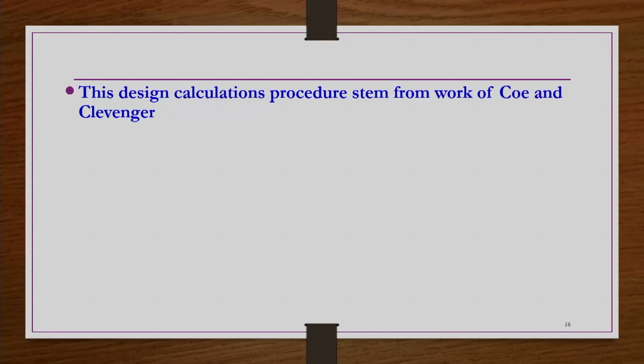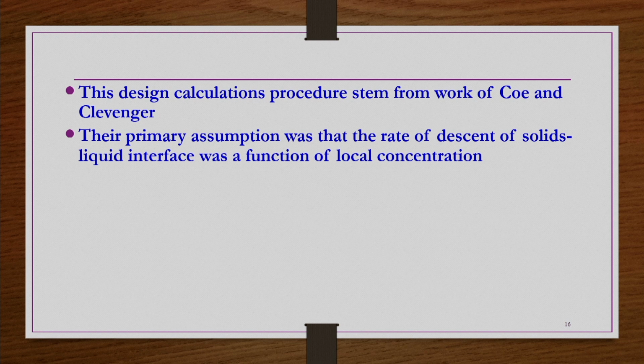This design calculation whatever we are going to discuss is from the work of Coe and Clevenger, which was published by them a long time back, around the 1960s or 70s. Their primary assumption was that the rate of descent of the solids-liquid interface was a function of local concentration. Obviously, we have seen that it is a function of local concentration, because initially the particles are settling very fast.